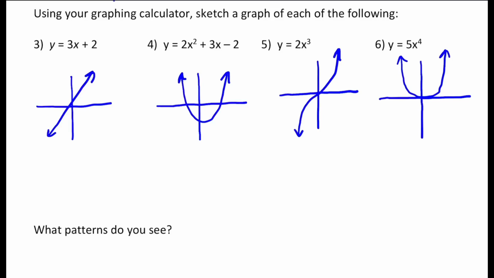All right, so what patterns do you notice? One of the things that I want you to recognize has to do with the degree of each one. So this actually has a degree of 1. And look at the end behavior. This is a degree of 2. Look at its end behavior. Degree of 3 and degree of 4. So you can probably recognize the pattern. If we have an odd degree, the tails, if you will, are in opposite directions. If we have an even degree, the tails are in the same direction.